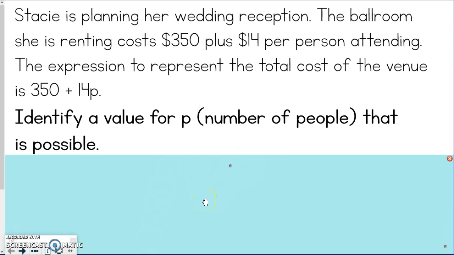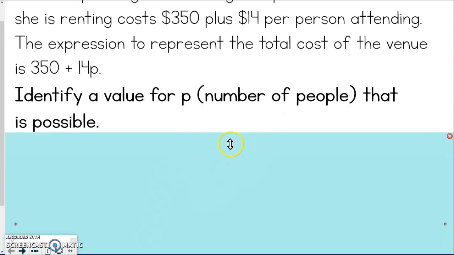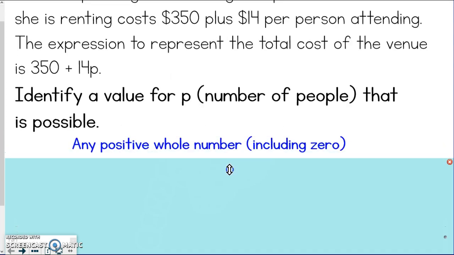They don't tell us what p is, and there's tons of options of what p could be, because if you think about what p means in this case, it's how many people are attending this wedding reception, right? That could be a wide range of numbers. And so we just want to talk about what is one possibility that you could come up with. And if you're struggling here, I'm going to give you a few tips, okay? So one possibility for this situation is any positive whole number, including 0, right?